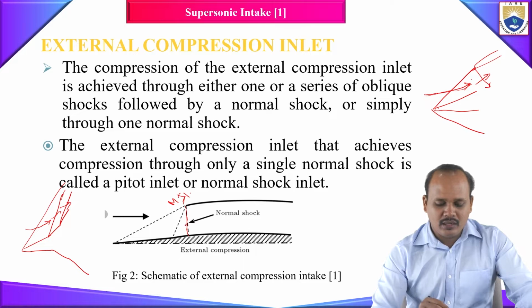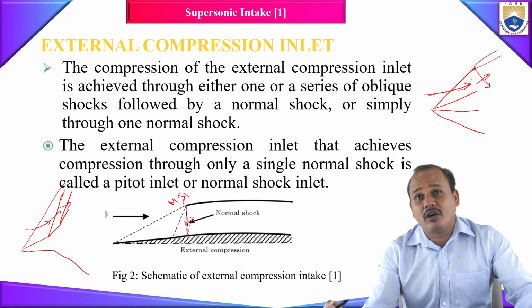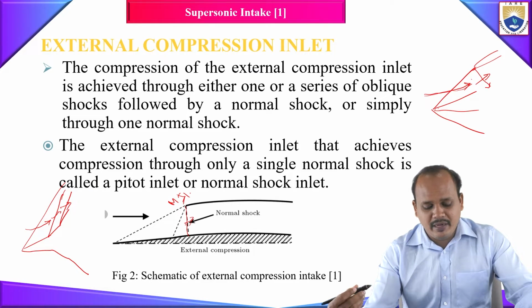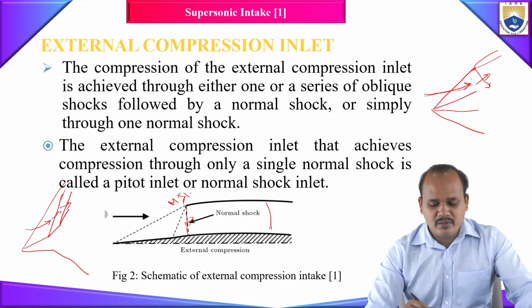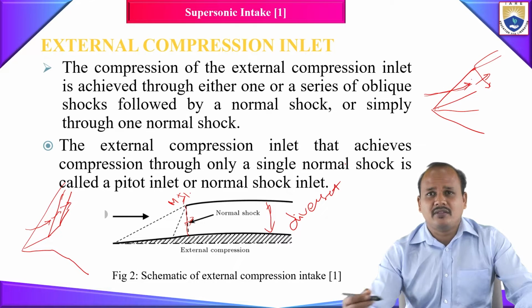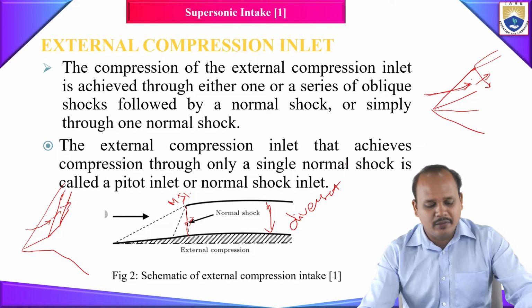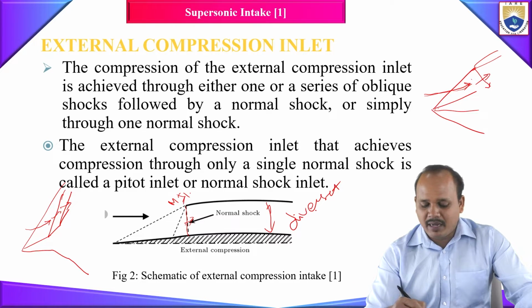So when it is passing through your normal shock wave, it will be decelerated to subsonic, and this is basically a divergent section. Divergent section means obviously your subsonic flow entering the divergent section will be decelerated. So as such, the Mach number when it is reaching your compressor will reach the required value.